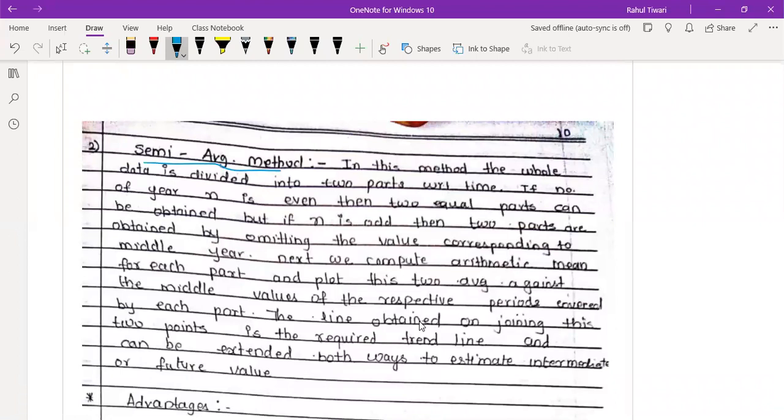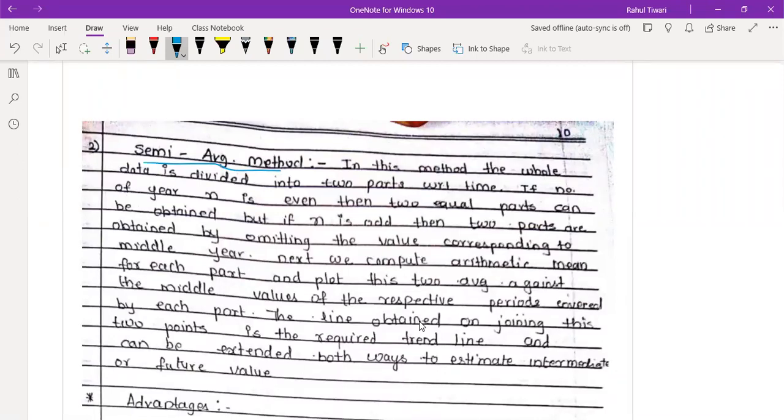Now, semi name itself, semi-average. Semi-average matlab half of it. Means data ko half karo aur uska mean nikalo, ek series ka aur dusre series ka mean nikalo, aur un points ko plot karo. Okay, so this method is a bit better as compared to the previous method. So what this method says, let's read this.